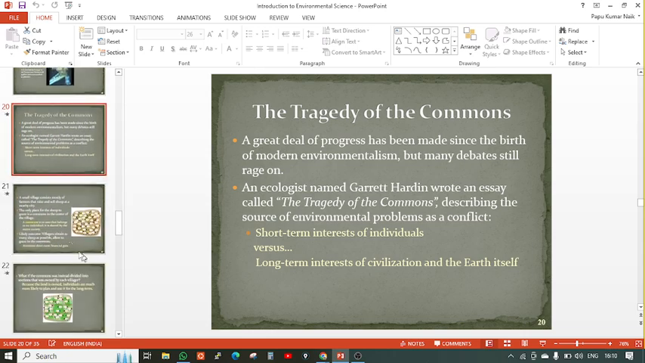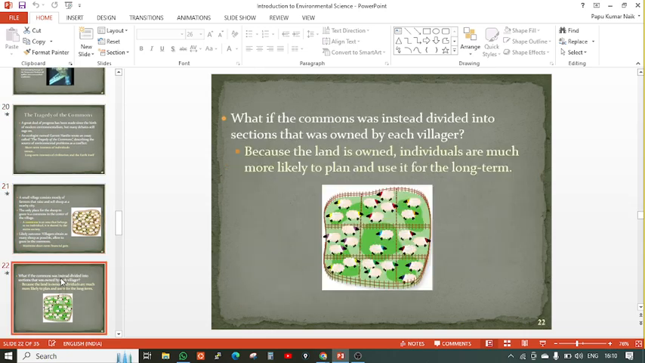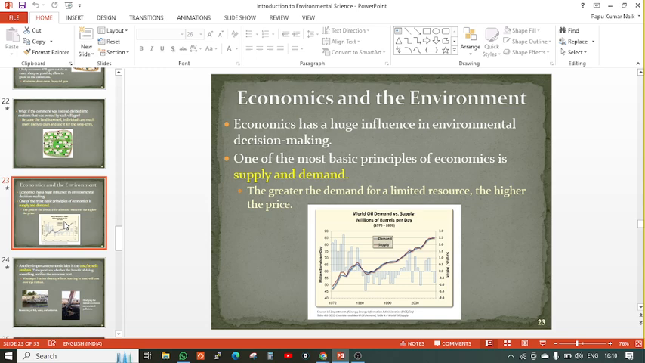Targets of common, we just keep these things, it is not required. Okay, then economics and environment.